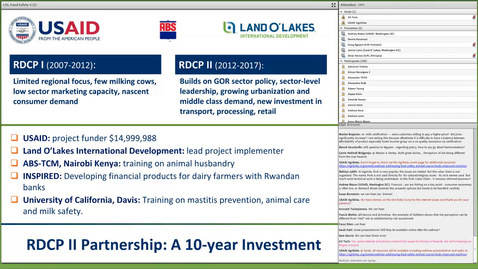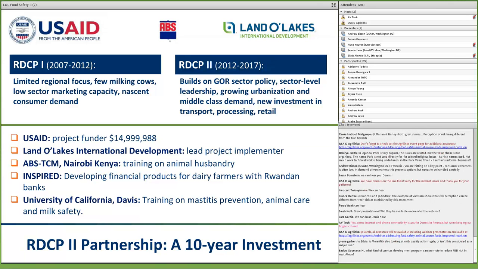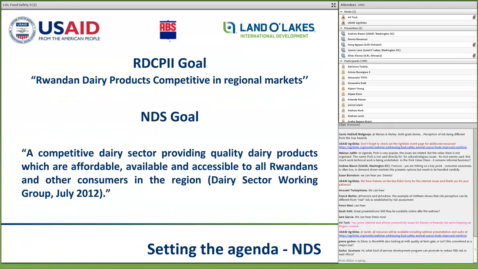And a bit of recognition to all of our partners: Africa Breeder Services Total Cattle Management, based out of Nairobi, Inspired International, who did our financial services product, and the University of California, Davis. We have been privileged to work with a very committed team. Going forward, this project has a very ambitious goal, as you will see. Our goal is that Rwandan dairy products can be made competitive in regional markets.